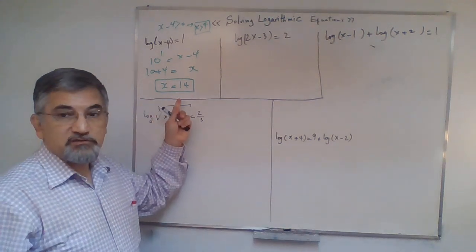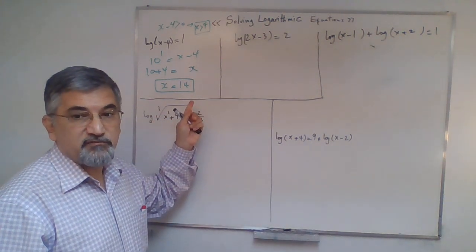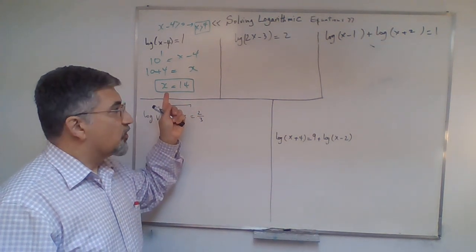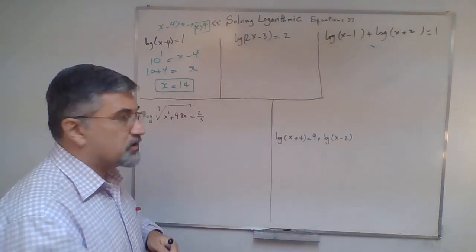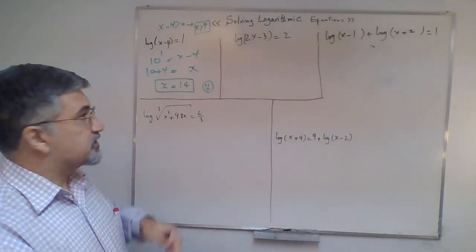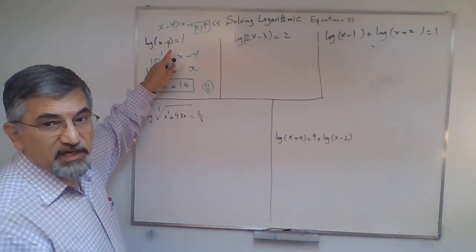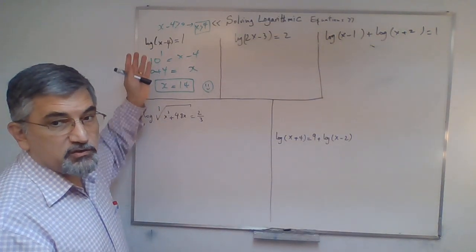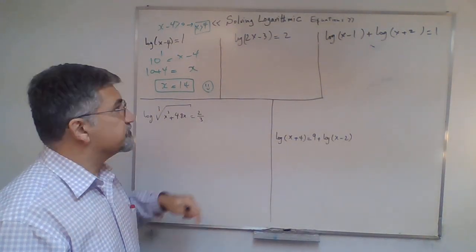And the answer we got was 14, which is way bigger than 4. Therefore, the answer is okay, and it is admissible, and we have no problem with this solution. And even if you plug it in the equation, 14 minus 4 is 10, log of 10 base 10 is equal to 1. You see that clearly it satisfies the equation.